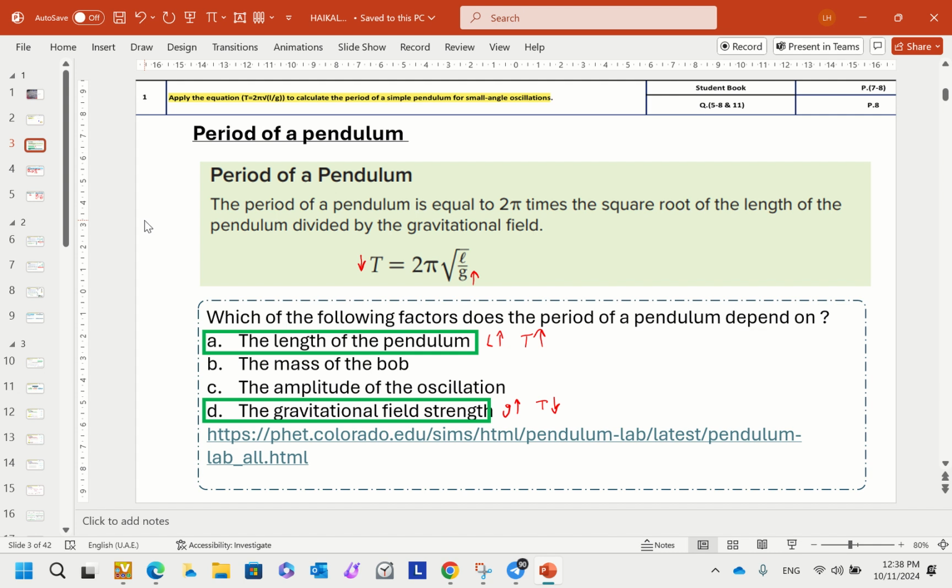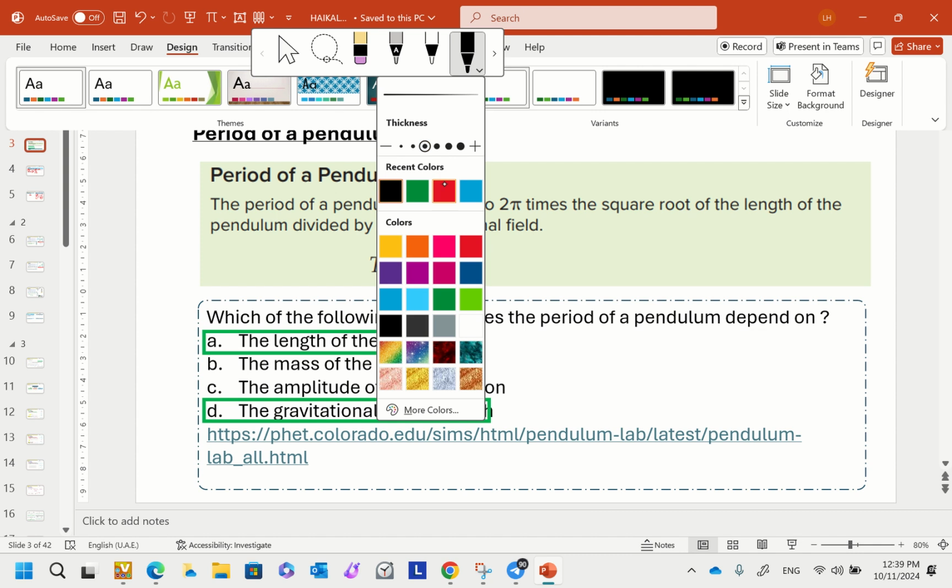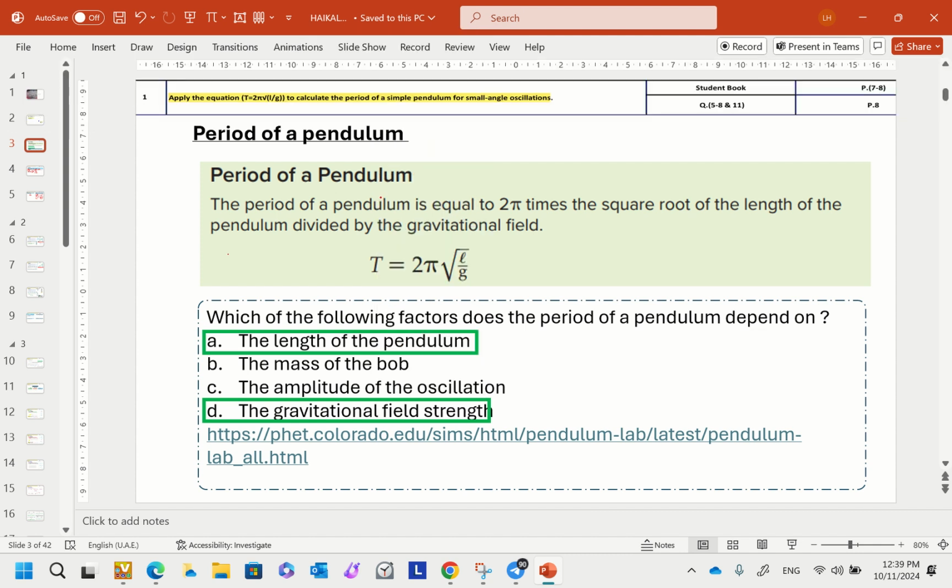Now you can see from the equation that the period of a pendulum depends on two things. It depends on the length of the pendulum, and it depends on the gravitational field strength. When the length of the pendulum increases, the relationship between it and the period is a direct relationship. Both of them are in the numerator. So if the length increases, the period increases as well.